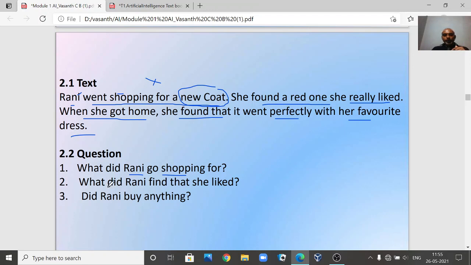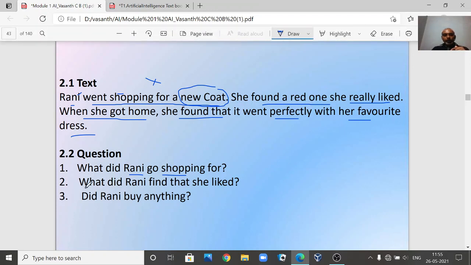Next, what are we doing? I don't read the next sentence. I will read the next question first. What did Rani find that she liked? Again Rani is there, and something like find, liked. I will go here. Now she found. So here found is there.